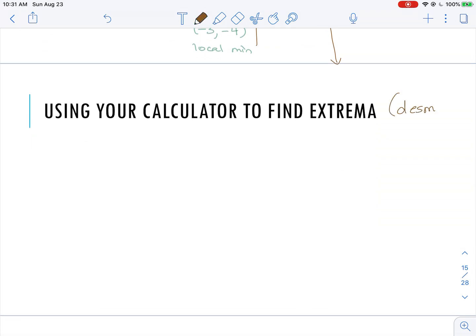So using your calculator to find extrema, we just did that on Desmos. So I'm letting you guys use Desmos this year. So you could just use Desmos to find local extrema.